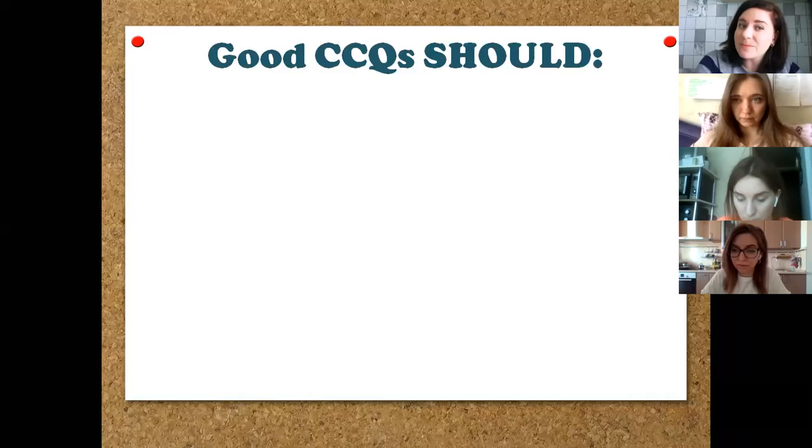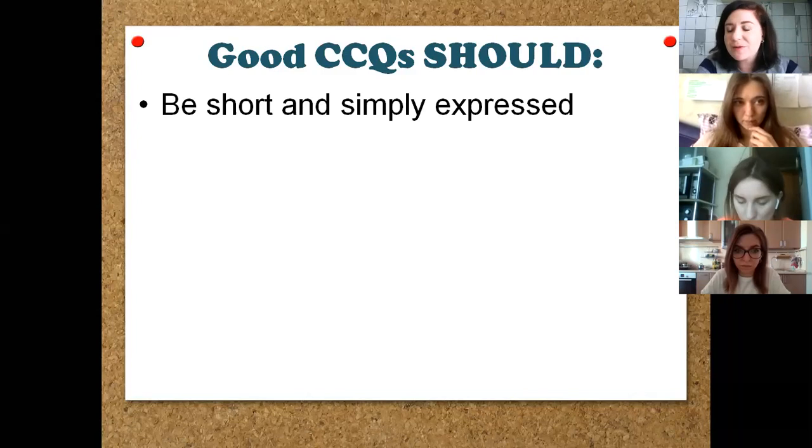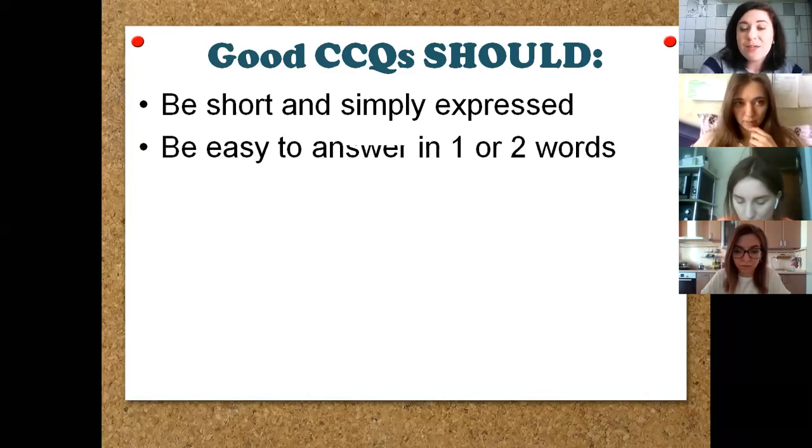And a reminder about good CCQs. So what they should do and what they shouldn't do. Good CCQs should be short and simply expressed. Don't go into long and complicated questions with lots of examples and so on. They should be easy to answer in 1 or 2 words. It can be yes, no, or it can be like, it's an action, or yes, it's a positive adjective, or something like that.